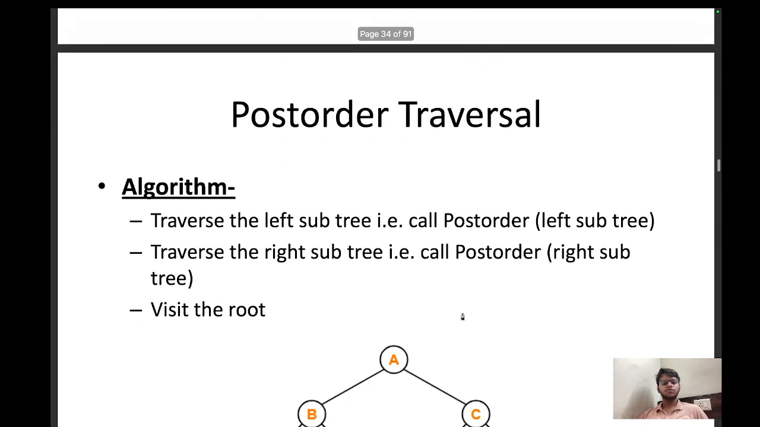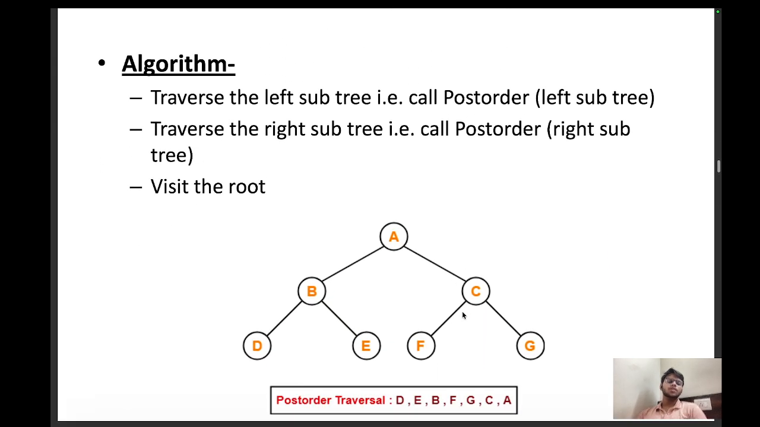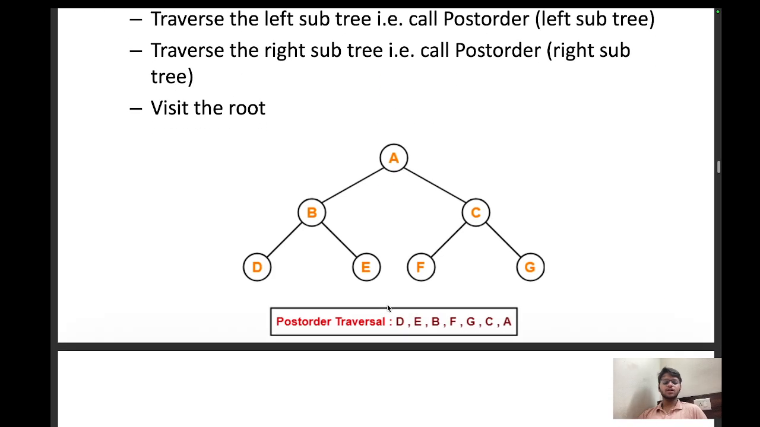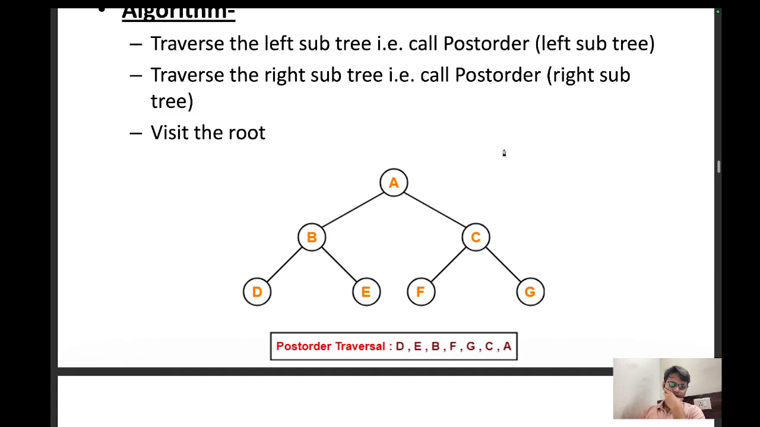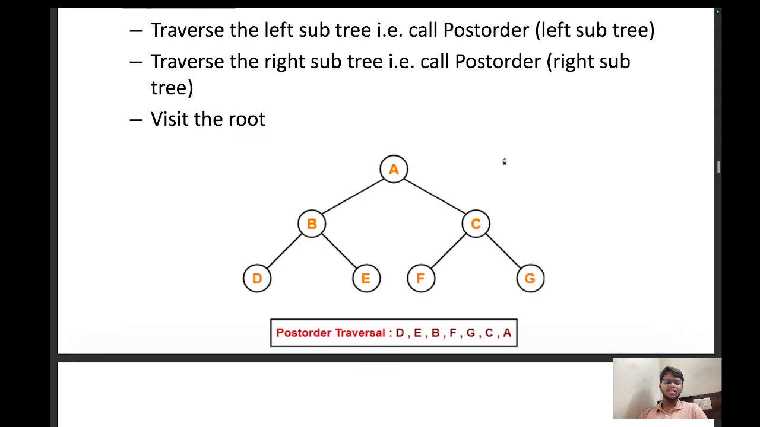Now let us move towards post-order traversal. The post-order traversal is a traversal where we follow the sequence of L, R, and P. So what is LRP? Again the same thing. L is the left subtree, R is the right, and P is the parent node. Correct. So for this diagram, let us try to find out the post-order traversal.